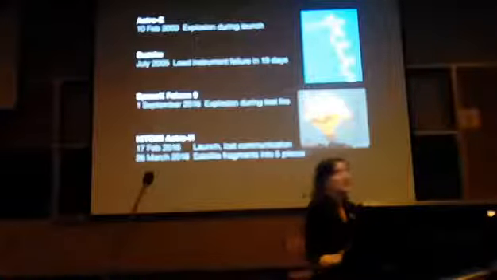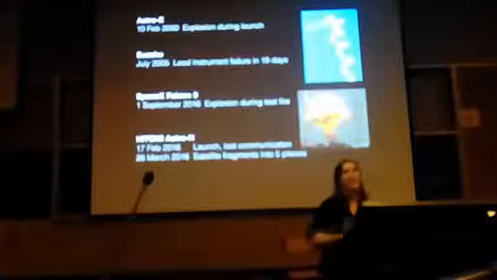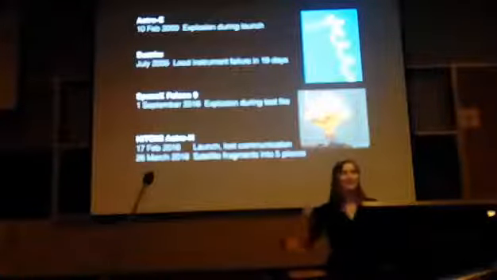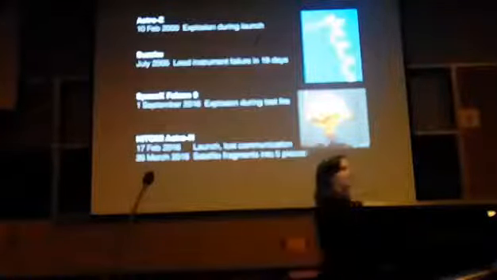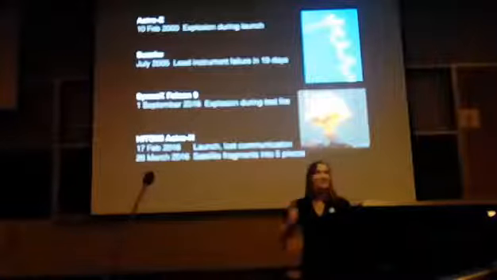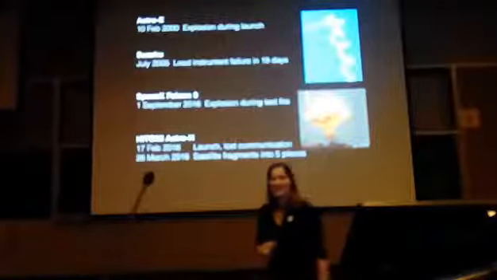Astro-E exploded during launch. It started to spew out rocket fuel from the side, and it started to go into a corkscrew, and all of this landed in the Pacific Ocean. The round 2 of Astro-E, titled Suzaku, was launched by the same company, and the lead instrument failed 15 days into launch.